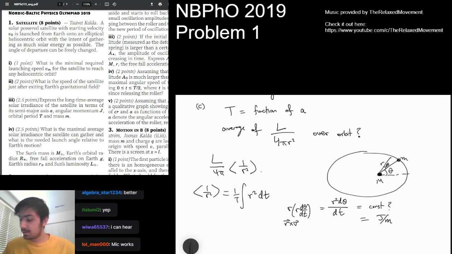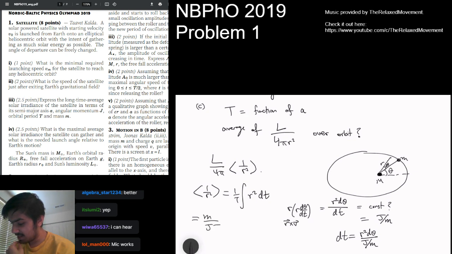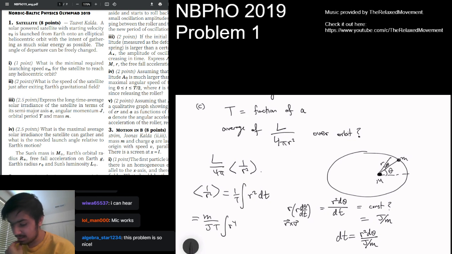Which means dt is equal to r squared d theta over J over m. Now I'm more confused, because this tells us that this is m over JT times the integral of r to the fourth d theta. How are you supposed to evaluate that? I was hoping the r squared would cancel out and this would become really simple. I think I'm making some really stupid mistakes here, but I'm not sure what I'm doing wrong right now.